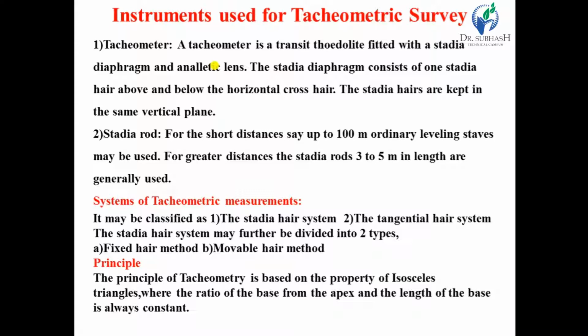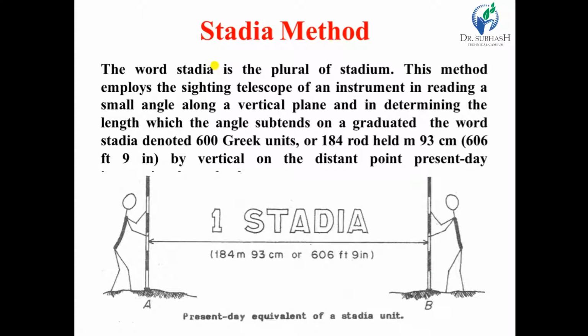Now we are moving to the principles of tachymetry. The principle of tachymetry is based on the property of an isosceles triangle, where the ratio of the distance of the base from the apex and the length of the base is always constant. This principle is called the isosceles triangle principle. Now see in the picture what the stadia method is.